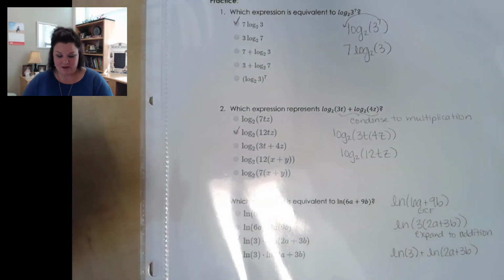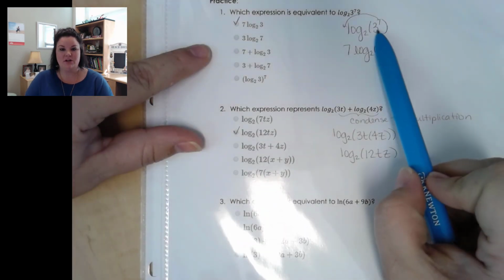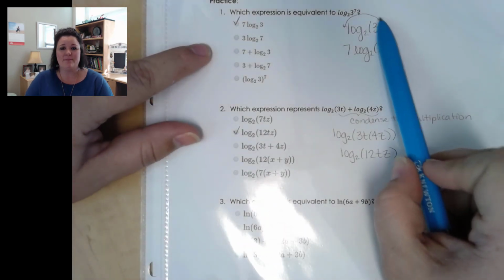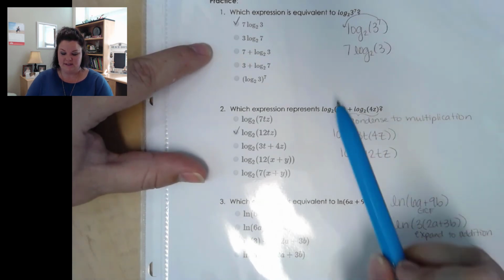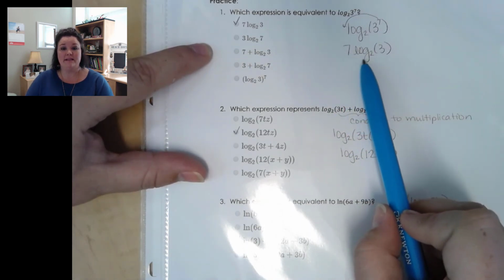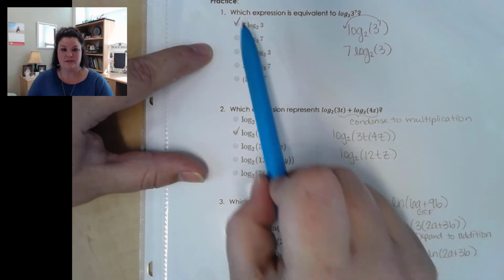All right, so on number 1, the only thing we can do with this expression is take that 7 that's in the exponent and bring it down in the front. So we end up with 7 times log base 2 of 3, which is our first choice here.